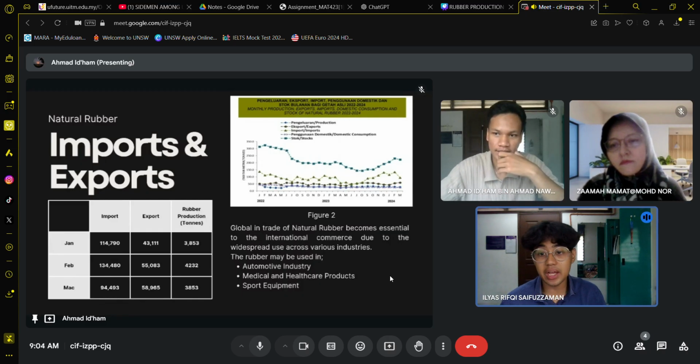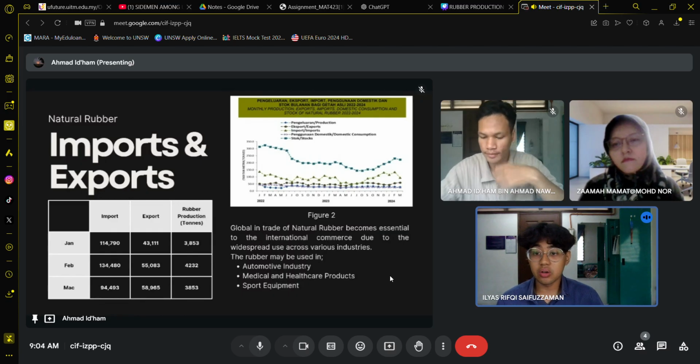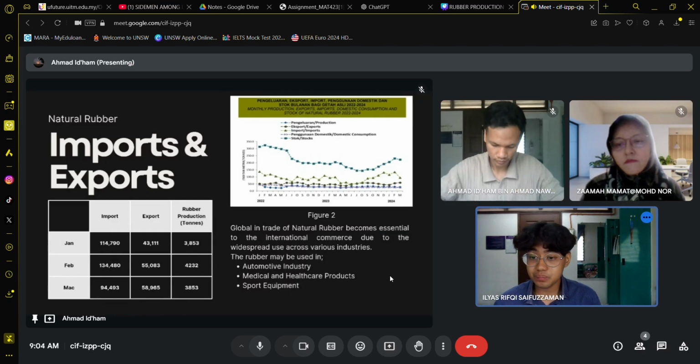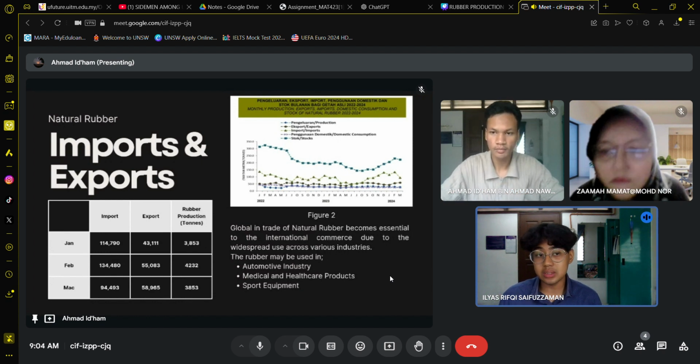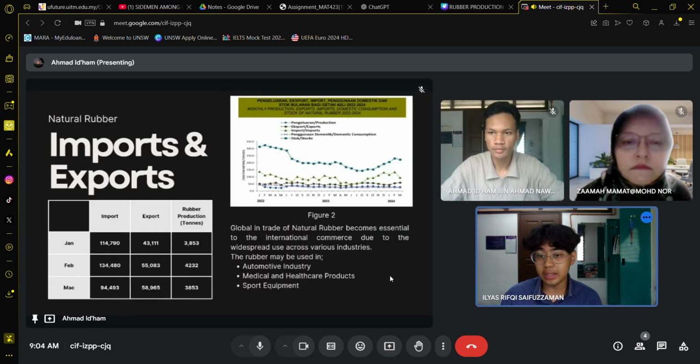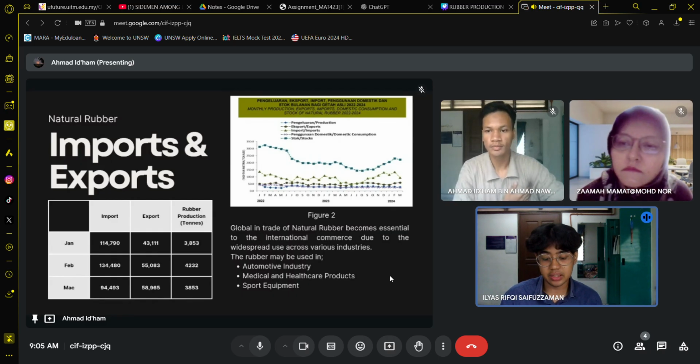So we can see that, in conclusion, the imports right now are decreasing. Meanwhile, exports' trend is maintainingly increasing, and for the rubber production, it's increasing and decreasing.